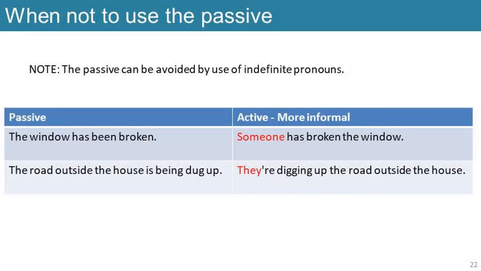Furthermore, in informal language, the passive is often avoided even when the agent is not known or not important. This is done by using the pronouns someone or they to create active constructions, such as "someone has broken the window," or "they're digging up the road outside the house," where the agent is the subject of the sentence.